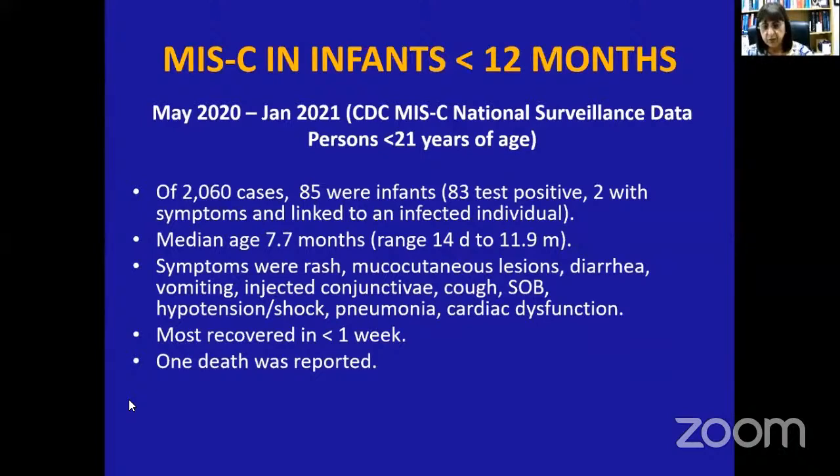The symptoms were rash, mucocutaneous lesions, diarrhea, vomiting, injected conjunctiva, cough, shortness of breath, hypotension, shock, pneumonia, cardiac dysfunction, just to mention a few. Most of these children recovered in less than a week. 1 death was reported.